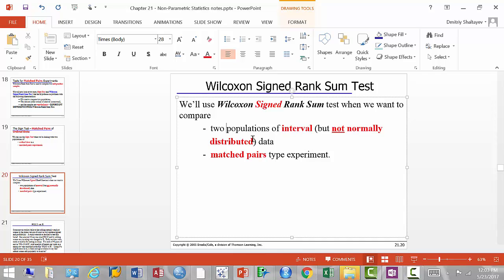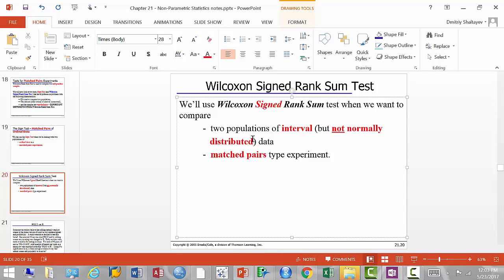What's not normally distributed? The differences. Remember when we used the matched pairs t-test, we said it doesn't matter what sample 1 looks like, doesn't matter what sample 2 looks like, as long as differences are normal, we can use the t-test. That was the rule, right? We computed the differences between matched observations.